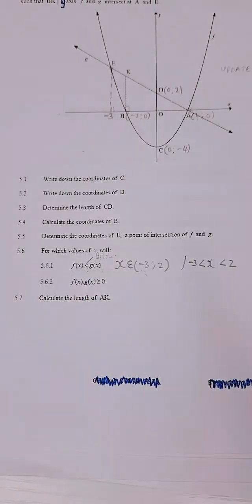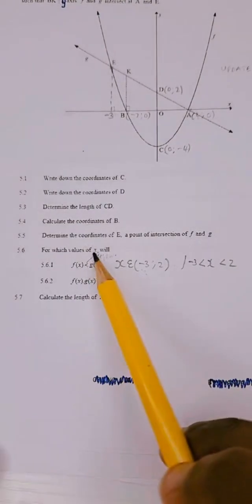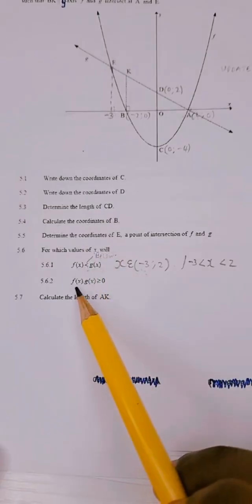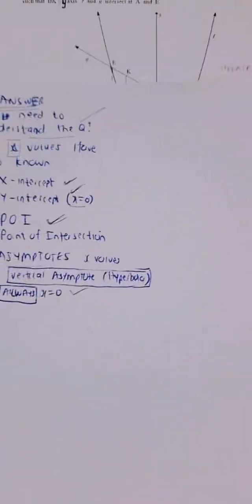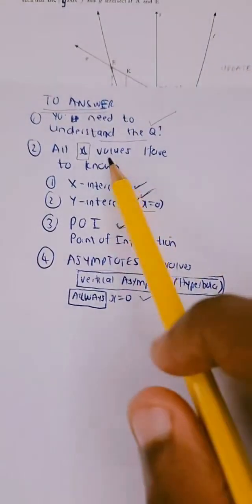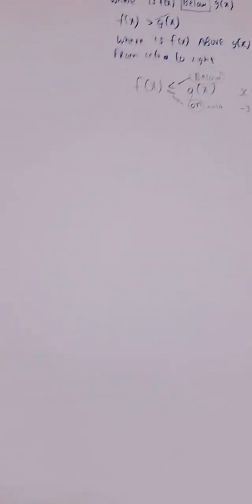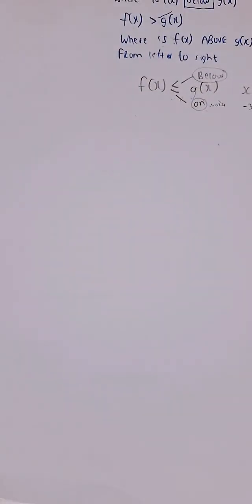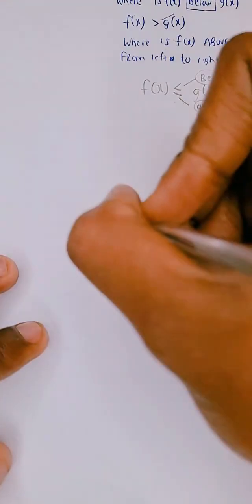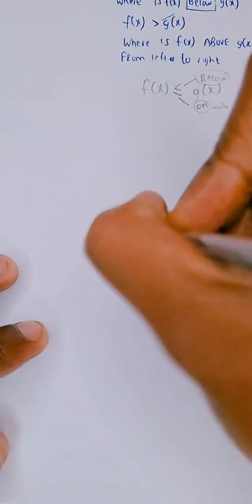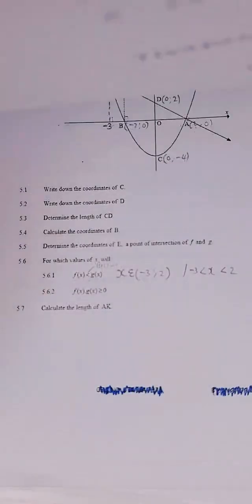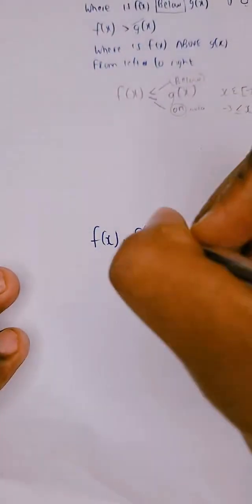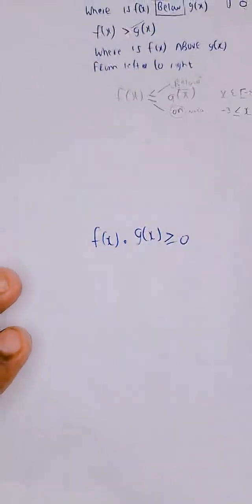5.6.2. First, I said we need to understand the question. For which value of x will f of x times g of x be greater than or equal to 0? Let's spend some time, guys, and interpret. What do they mean when they say f of x times g of x is greater than or equal to 0?